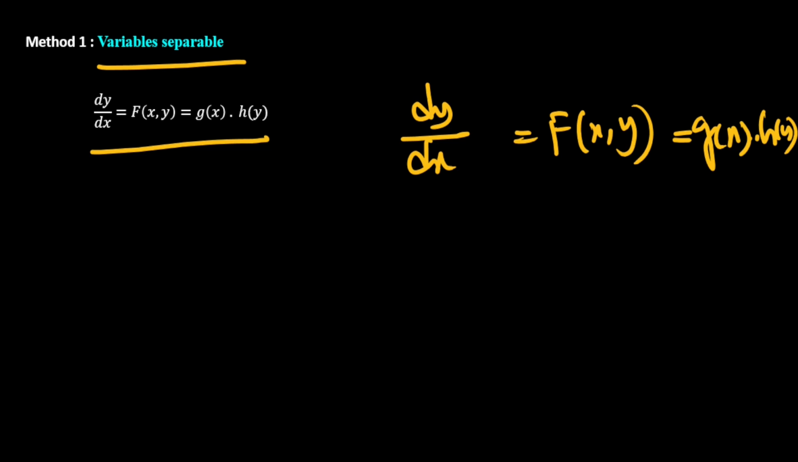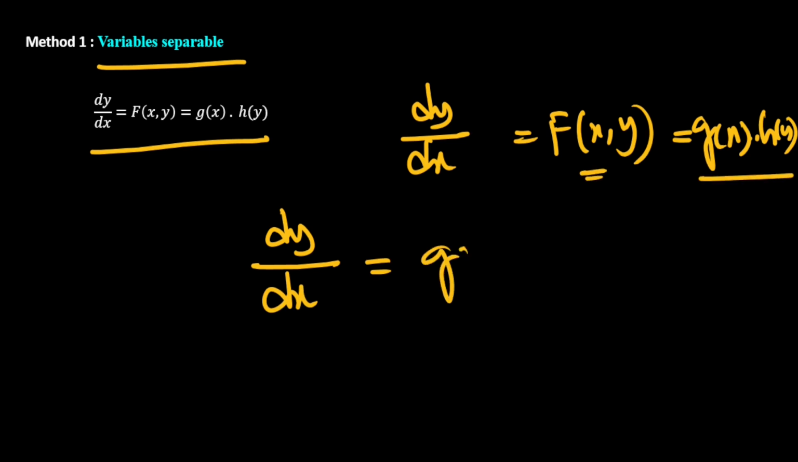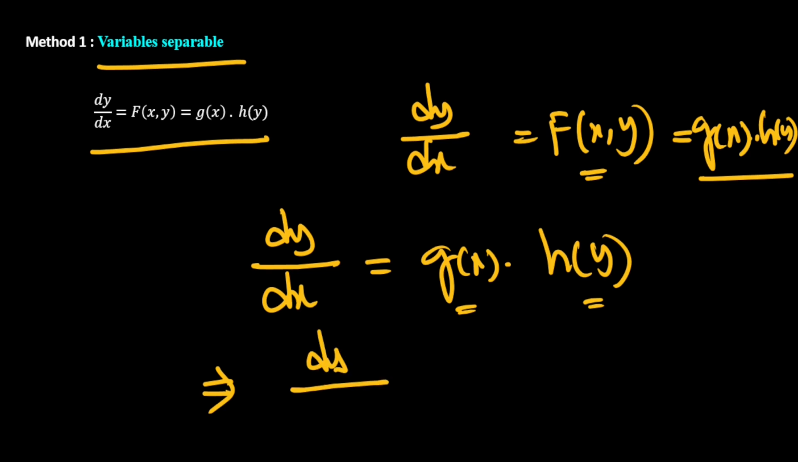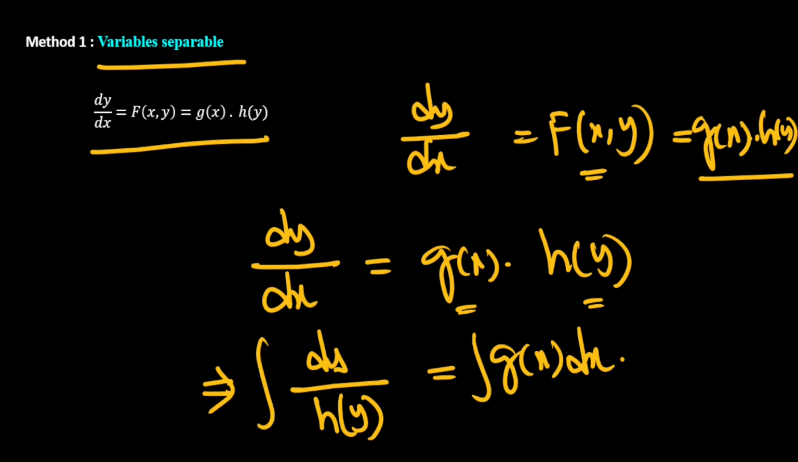That means first we write this differential equation in the form dy/dx = g(x) h(y). Then we separate x terms and y terms individually. We take the y terms here, that is dy/h(y) = g(x) dx. Once the variables are separated, we integrate both sides to obtain the solution. Then we integrate both sides, and we get the solution.